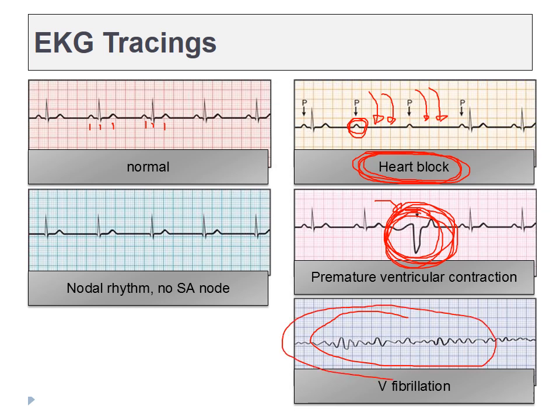A fibrillating heart has no particular rhythm at all. All of the cells are depolarizing in a more or less random fashion. And the EKG waveform looks like noise. And this would be the worst of all of these, a heart that is not able to pump blood anywhere.